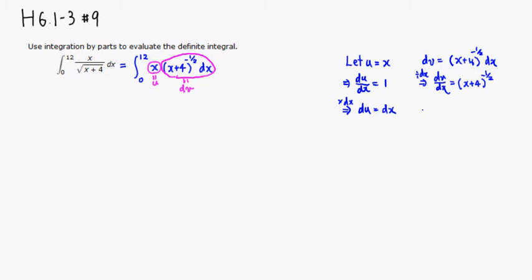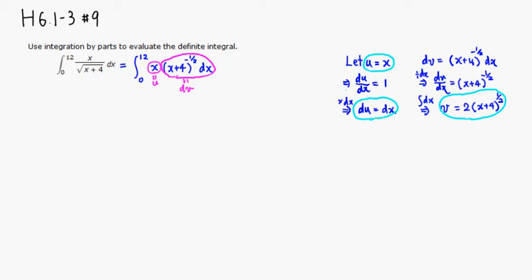Then we can take the antiderivative with respect to x to get v. The derivative of x plus 4 is just 1, so I'm going to go ahead and use the power rule to take the antiderivative. Add 1 to the power, which is going to be positive 1/2. Divided by 1/2 is equivalent to multiplying by 2. So I'll just do that. Now we have what we need: u, v, and du.